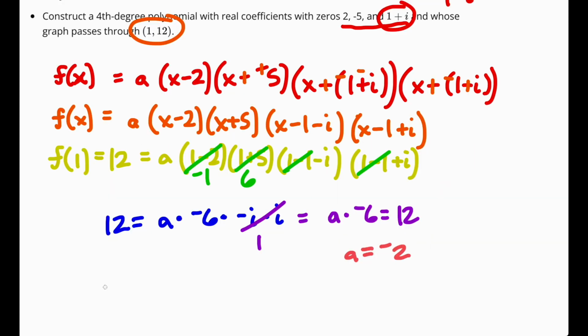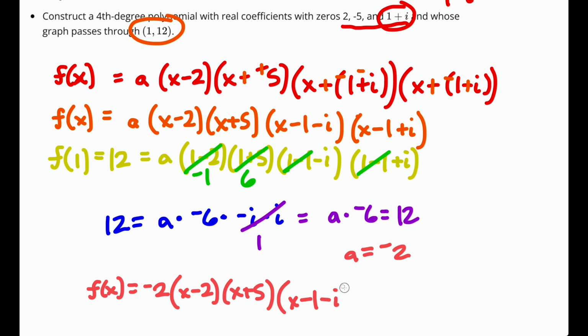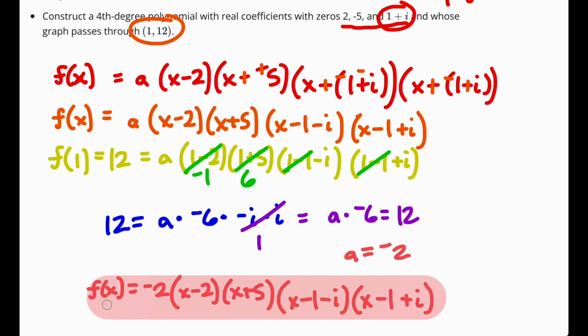So your final answer should be, we're not going to try to expand this out because it would take a year. It would just be negative 2 times x minus 2 times x plus 5 times x minus 1 minus i times x minus 1 plus i. And that is the final answer, believe it or not. If you wanted to expand that out, you absolutely can, but it would just take a long time and it's just really not worth it. So we're just going to leave it like that.